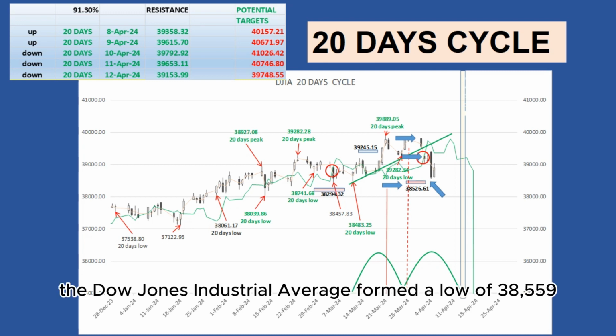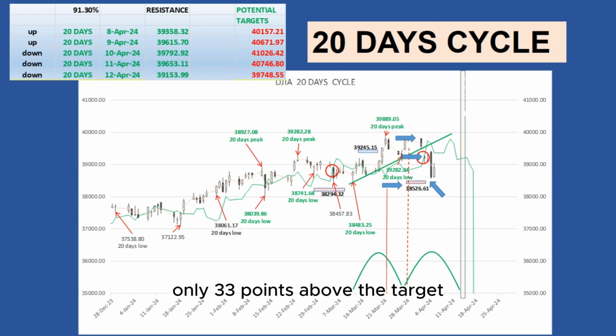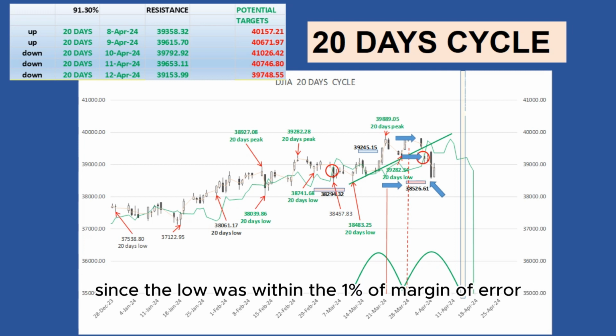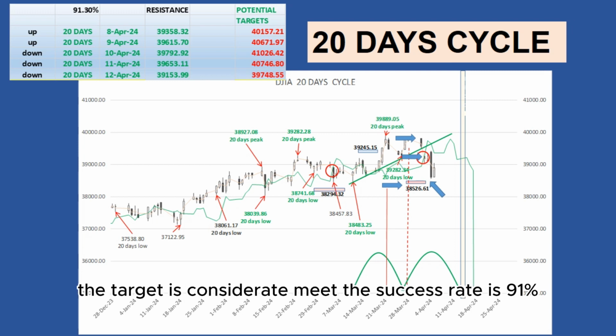On April 4th, the Dow Jones Industrial Average formed a low at 38,559, only 33 points above the target. Since the low was within the 1% margin of error, the target is considered hit. The success rate is 91%.